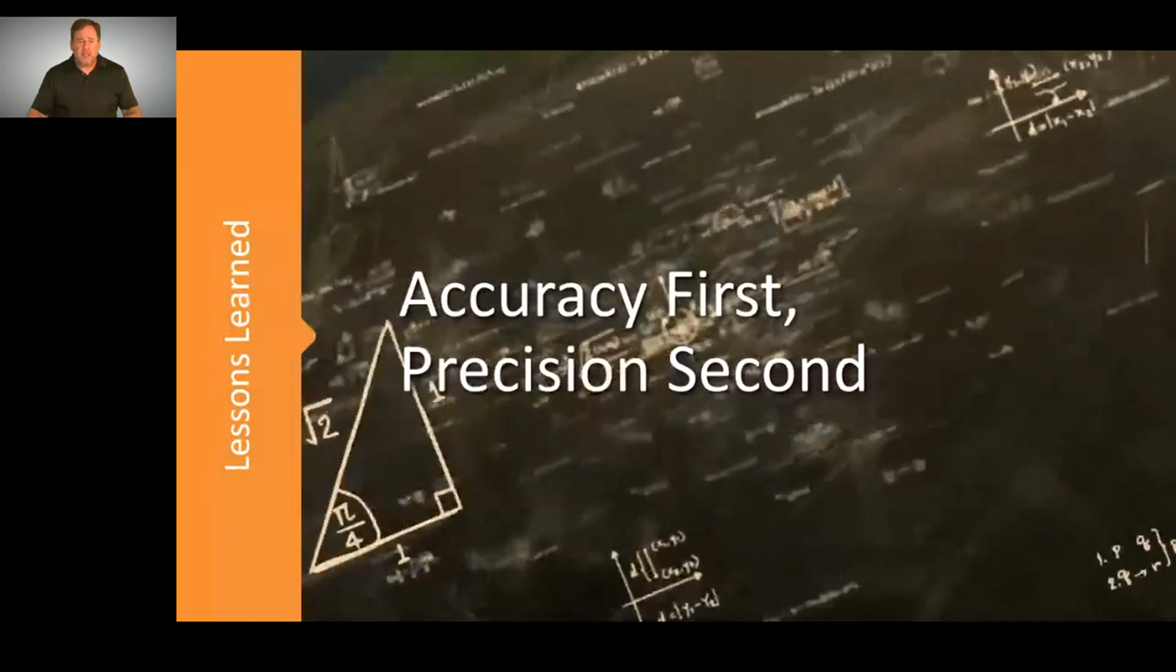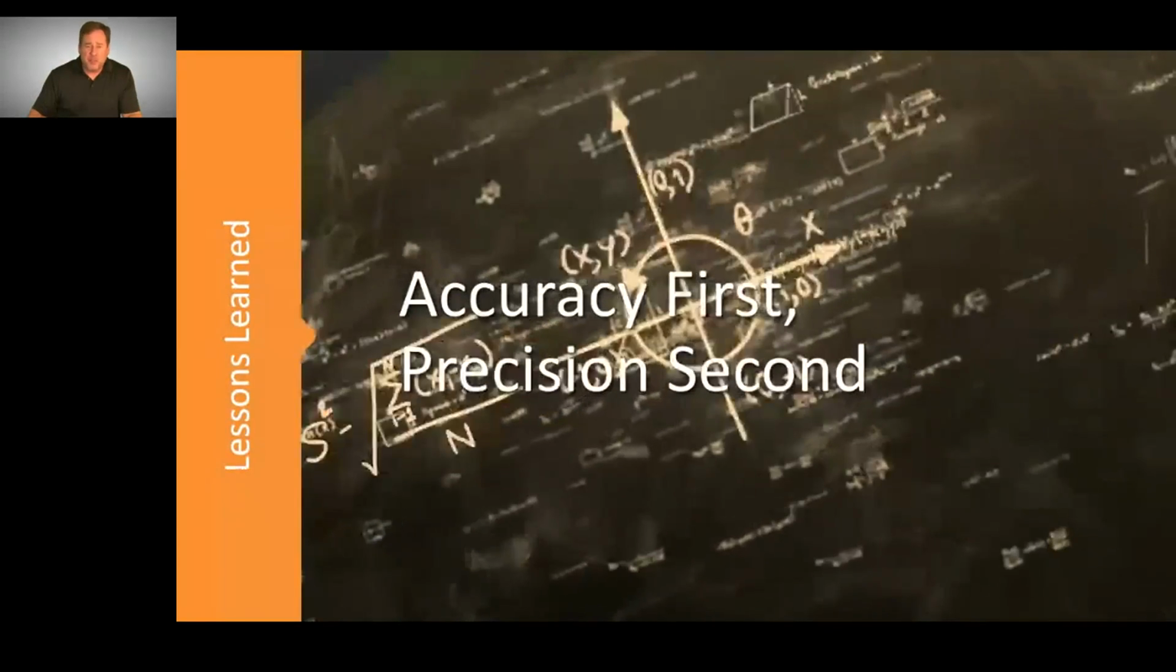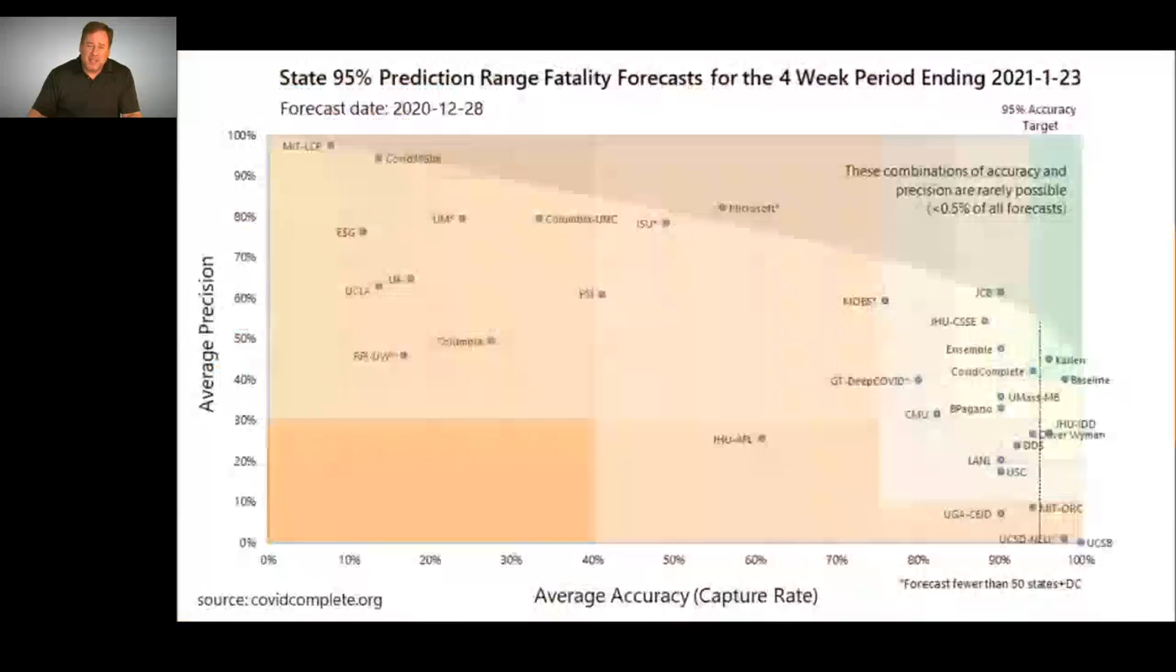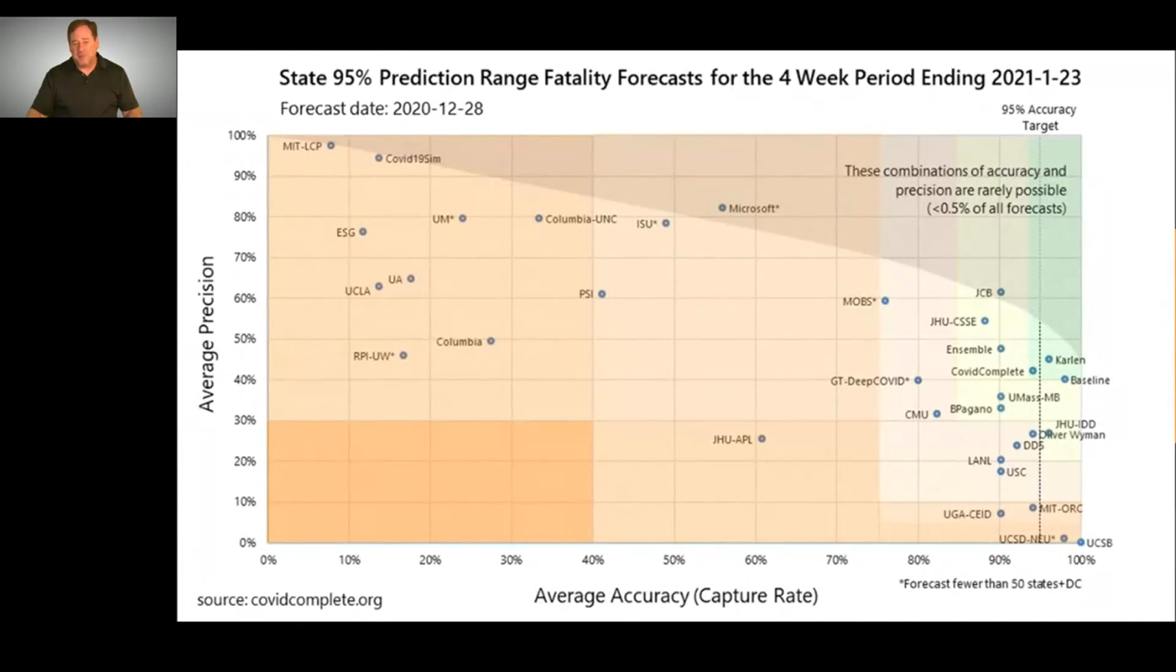The next lesson learned, I would say, is accuracy first, precision second. And this has been a career-long mission of mine, to get people to understand the distinction between precision and accuracy. Accuracy refers to, did you hit the target? Precision refers to simply how specific or exact is the quantity that you're using to express your forecast.